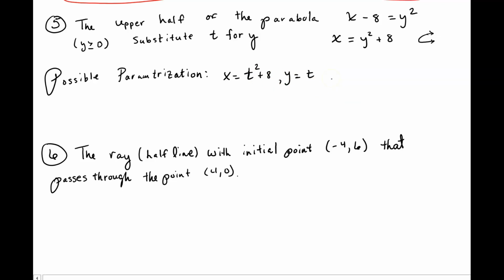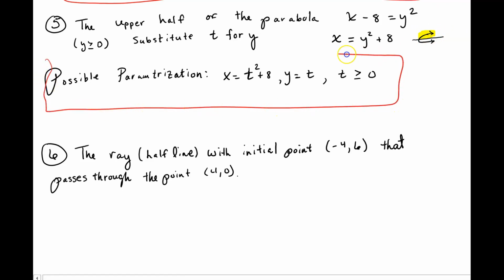Since y equals t, and we said that if we're looking at the upper half, y is greater than or equal to 0, then we must also consider t's that are greater than or equal to 0, because we're only looking at this upper part that I'm highlighting on this little graph that I sketched. So that right there is your possible parametrization for this one, and it's really not that bad.